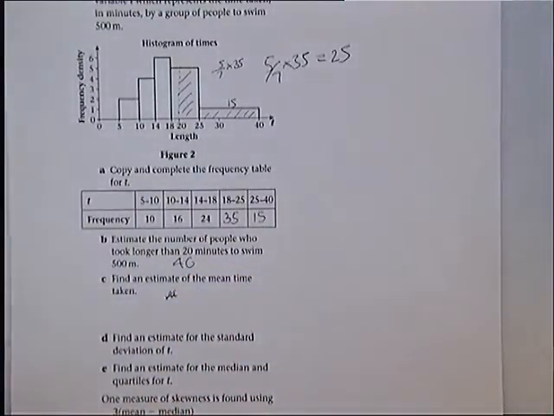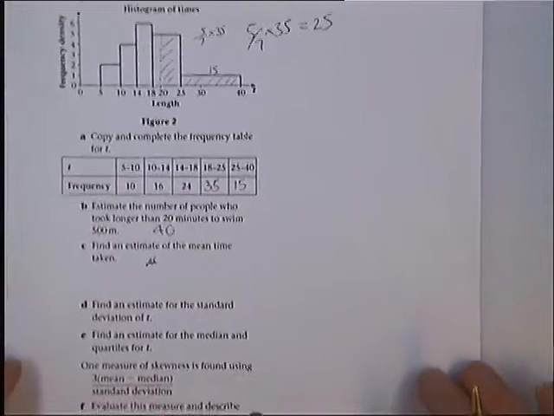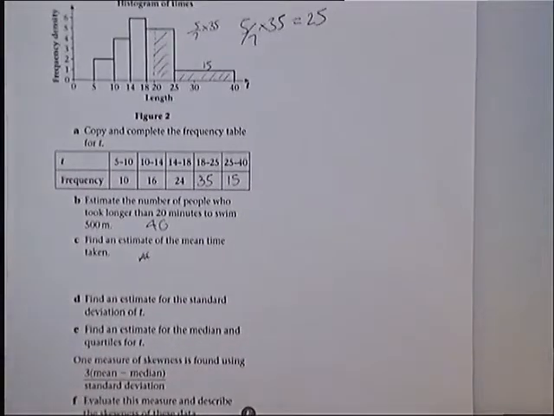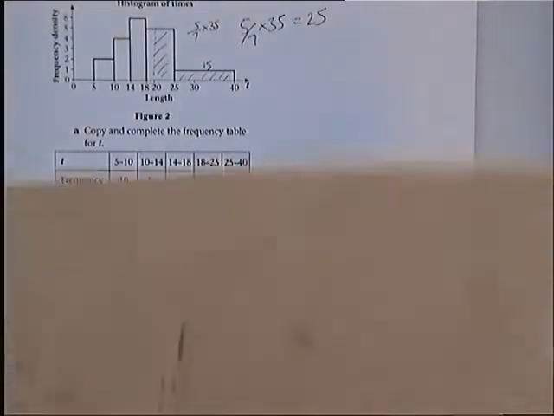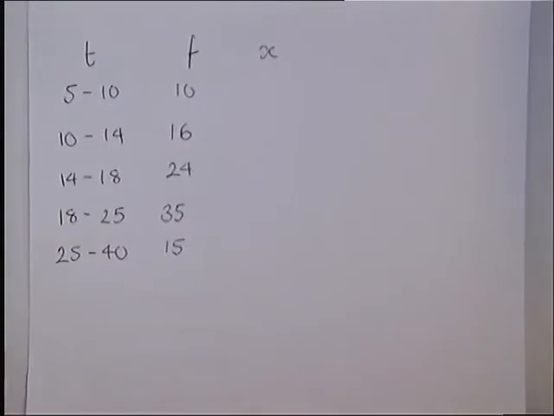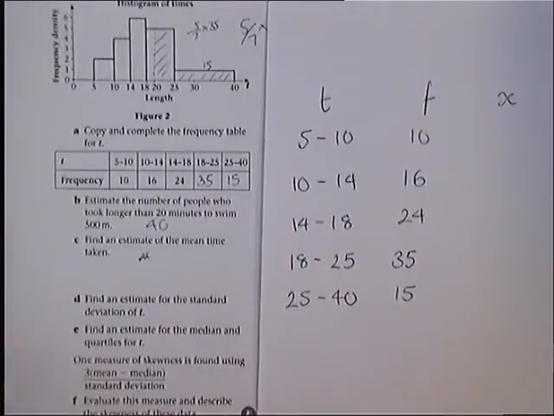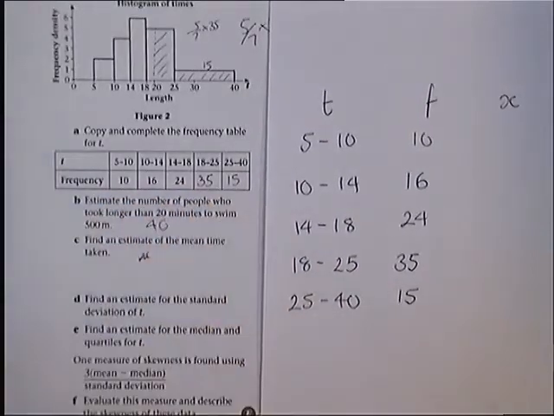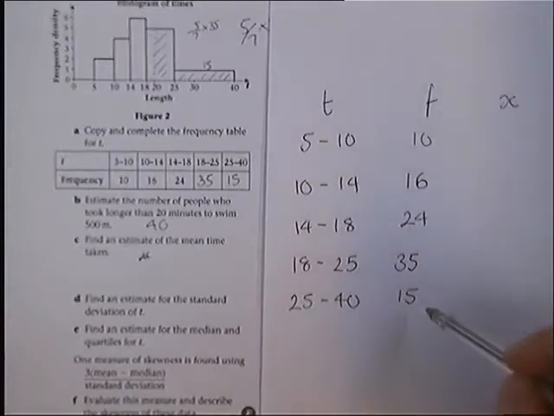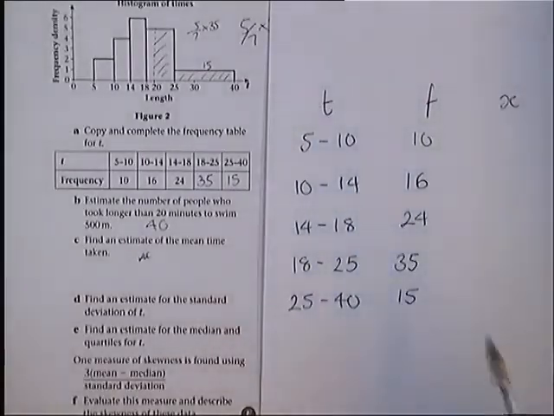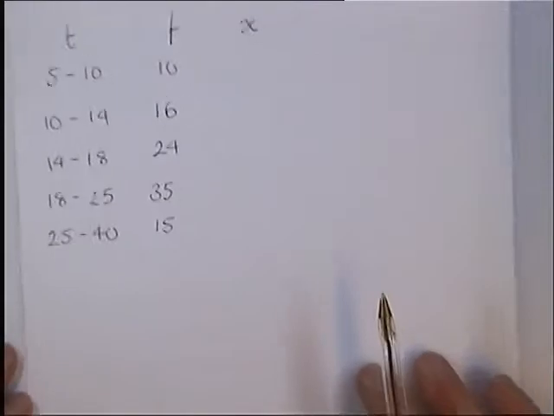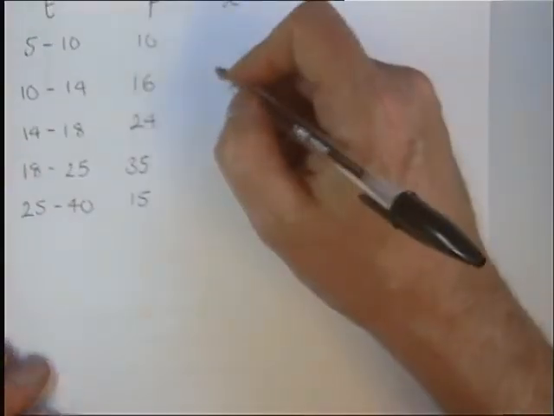All right, that concludes the histogram part of the question. Now to calculate the mean, we're going to need a frequency table. So I'm going to put the information we've been provided with so far into a table like this, and calculate the mean from that table. You can see the 10, 16, 24, 35 and 15 in this table, and I copied out the intervals. The first thing I'm going to need to work out is the midpoints.